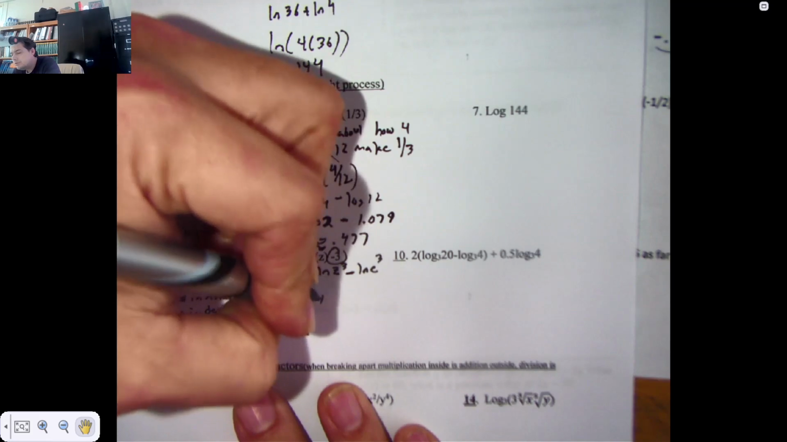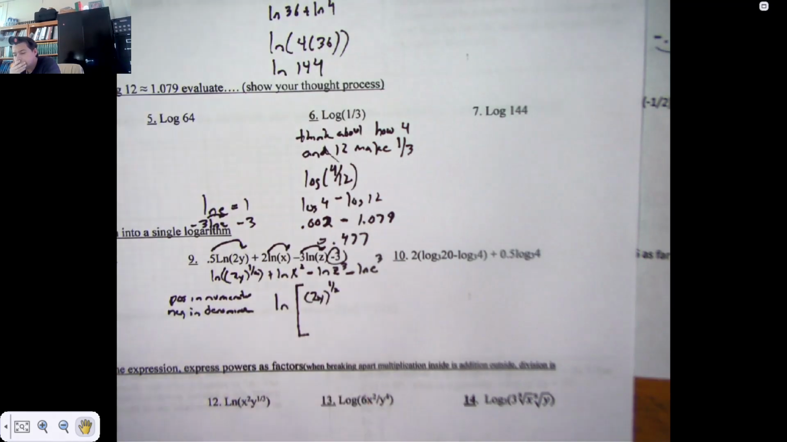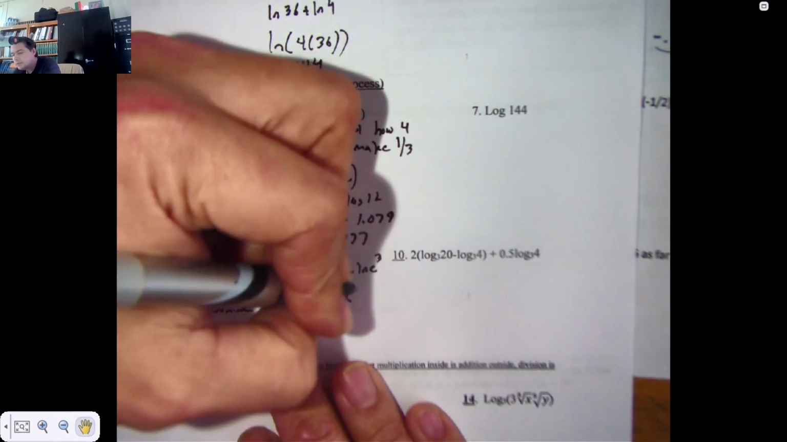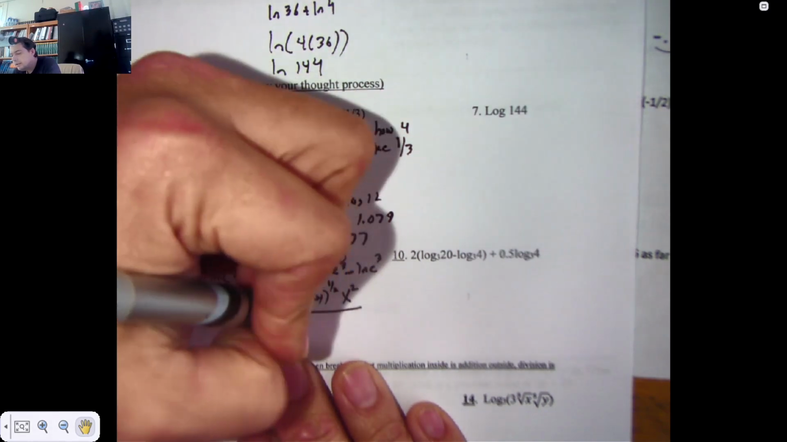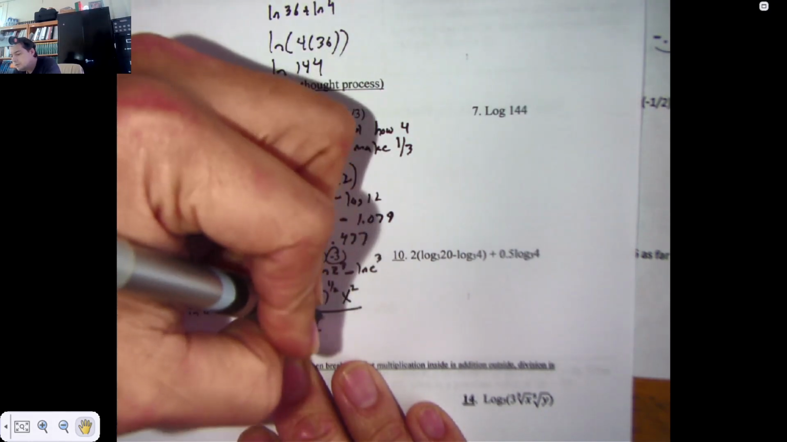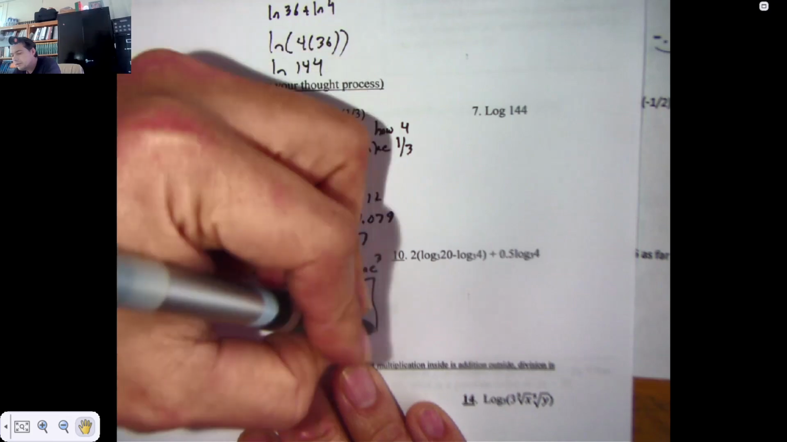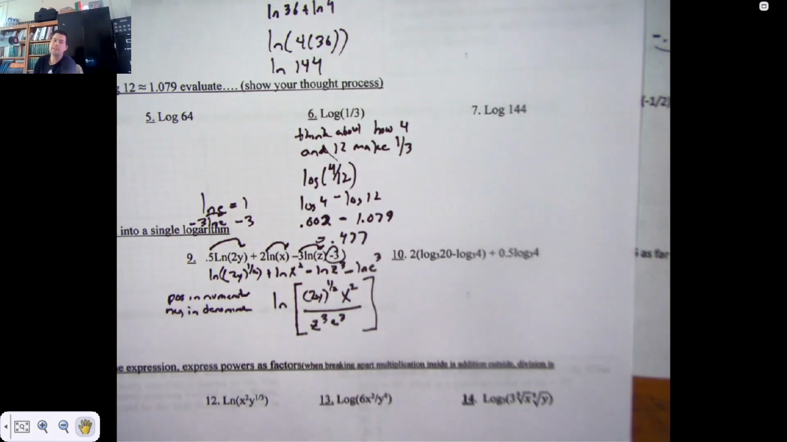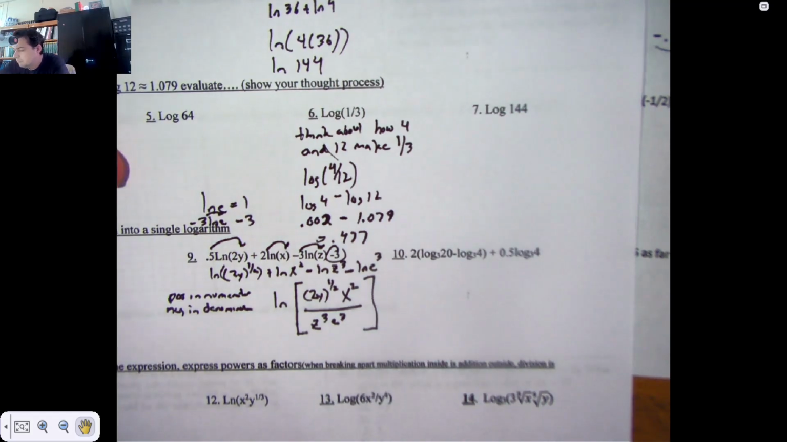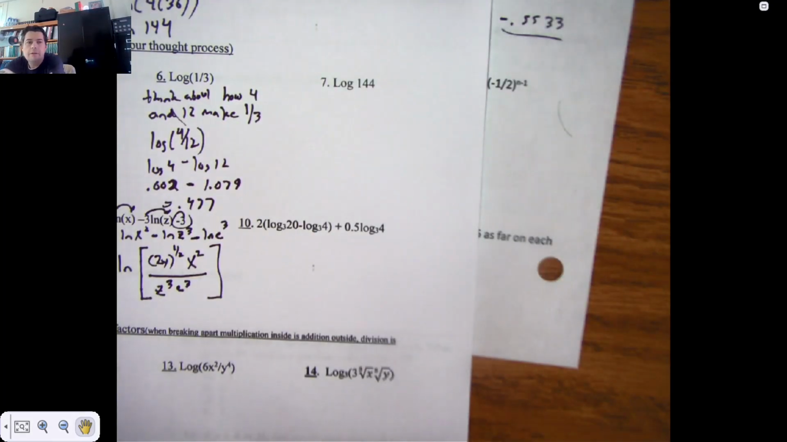It's going to have a whole bunch of stuff in it. I'm going to use a hard bracket because there's so much stuff in it. I've got all of 2y to the 1/2 power. I also have an x squared up top. And in the denominator, I have a z cubed and an e cubed. And that is the condensation, or condensing, of that logarithm. Now, I don't think I missed anything. On to 10.